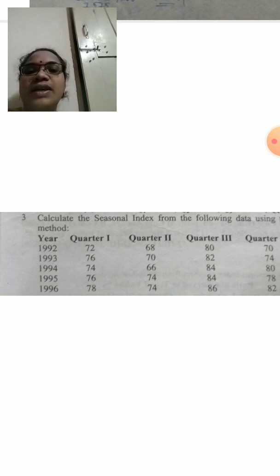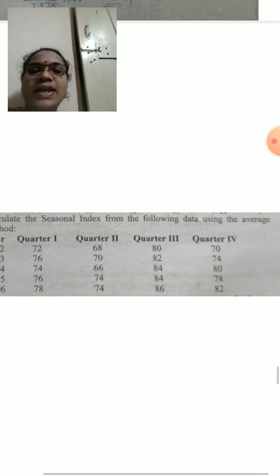The years are given: 1992, 1993, 1994, 1995, 1996. Quarter 1: 72, 76, 74, 76, 78. Quarter 2: 68, 70, 66, 74 and 74. Quarter 3 is 80, 82, 84, 84, 86.